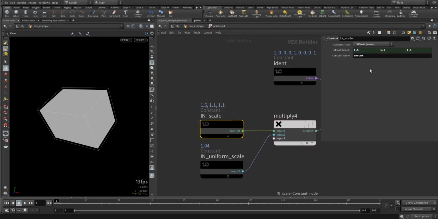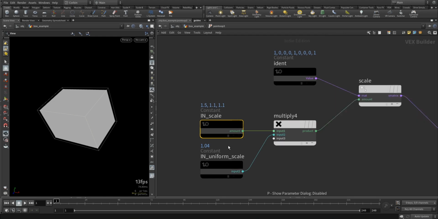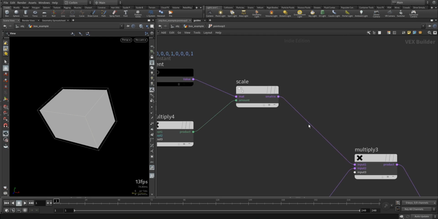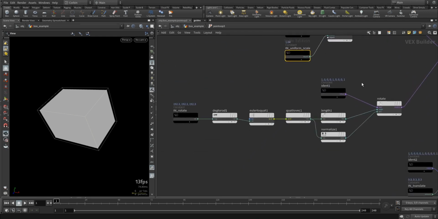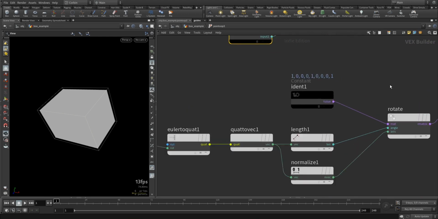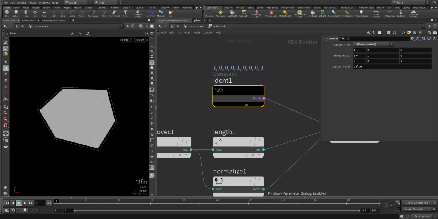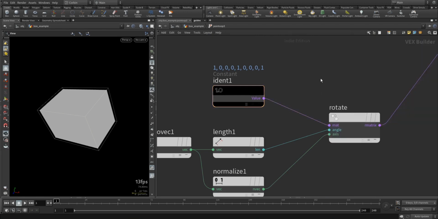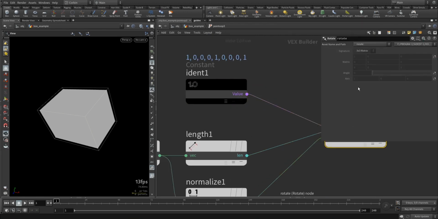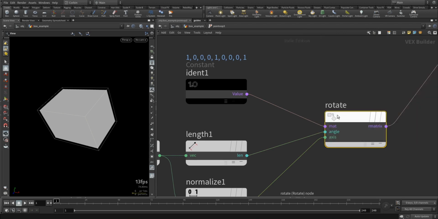We can feed it 3 numbers, x, y, z scale, and a uniform scale, and what it returns is a 3x3 matrix that only has scale. Okay, now let's look at rotation. Very similar idea. We have an identity matrix, exactly the same identity matrix in fact, but we have a rotate node. Now the rotate lets us rotate a matrix by an axis and an angle.